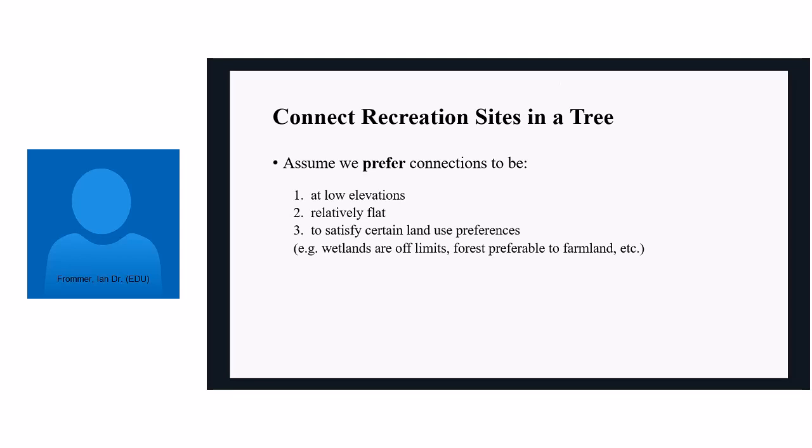All right, so in connecting these, we have some considerations, right? In these models, we always do. Suppose that we want to connect these recreation sites where we prefer the connections, the links, to be, number one, at low elevations. Number two, we want them to be relatively flat. And number three, we want them to satisfy certain land use preferences. So, for example, we might want to avoid wetlands, and we might want to go through forests as opposed to farmland, that type of thing.